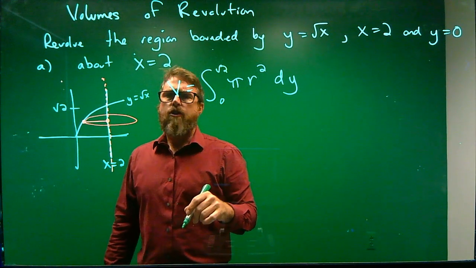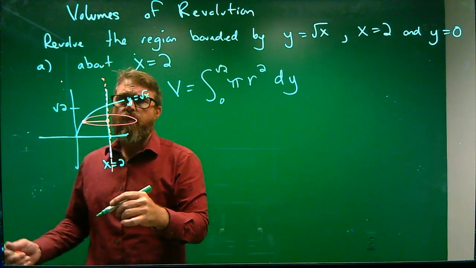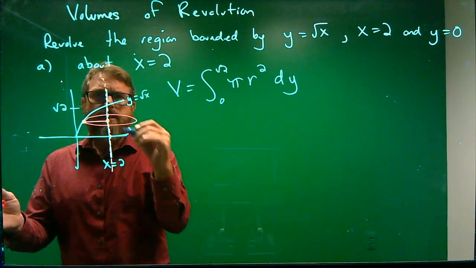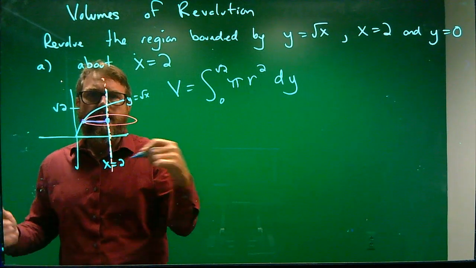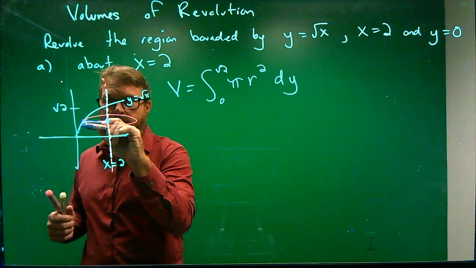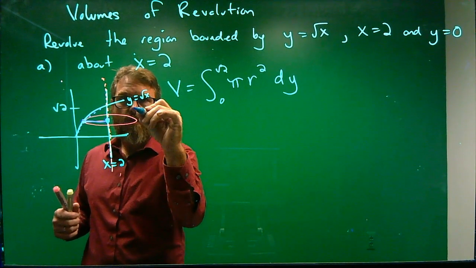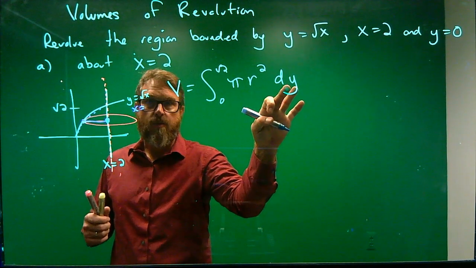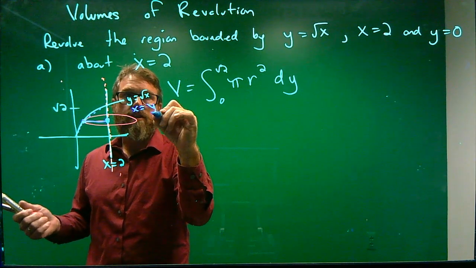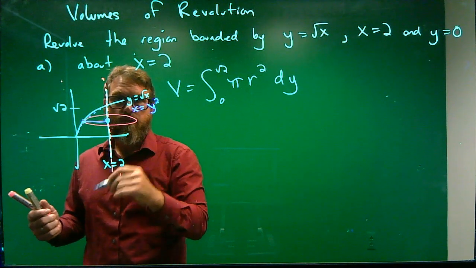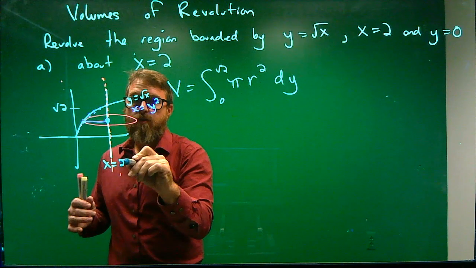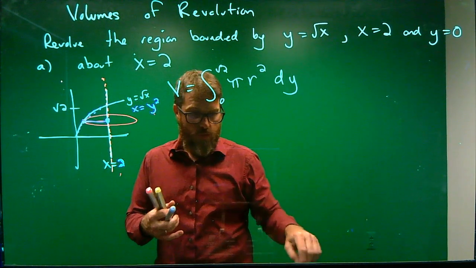Now I need to find the radius, so the radius is going to be this right here. We have to be careful when we do the radius, that the radius is going to be the distance of essentially that line right there. Now, the larger number being 2, the smaller number being on this curve. Since we're doing this in terms of y, I need y to be the independent variable, so I have to solve this for x. So this is going to be equal to x squared, or y squared. So then this is going to be 2 minus y squared for its radius.